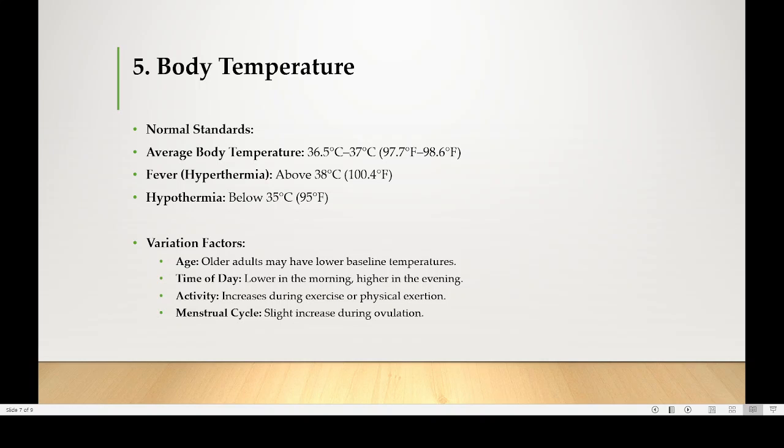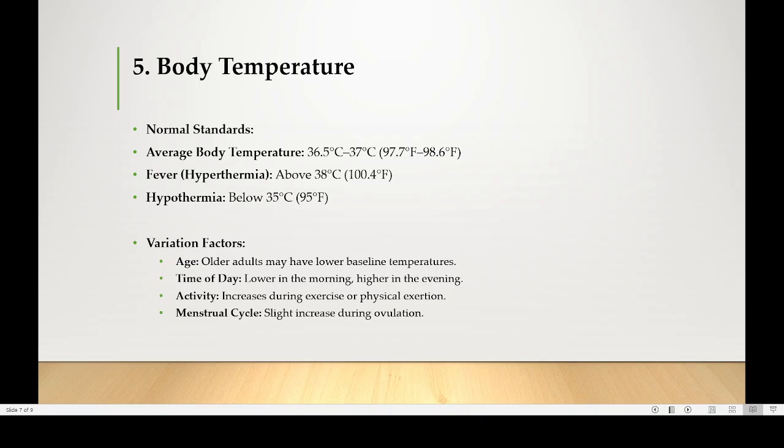Now, what are the factors which will be affecting your body temperature? The first one is the age. Age of the person can be an important factor. Older adults may have a lower baseline temperature. So, as the age of the people increases, their body temperature can also vary. In most people, especially in older individuals, the body temperature may be slightly lower than people in your age. Then time of the day, normally it will be lower in the morning, higher in the evening. This is something you have to keep in your mind.